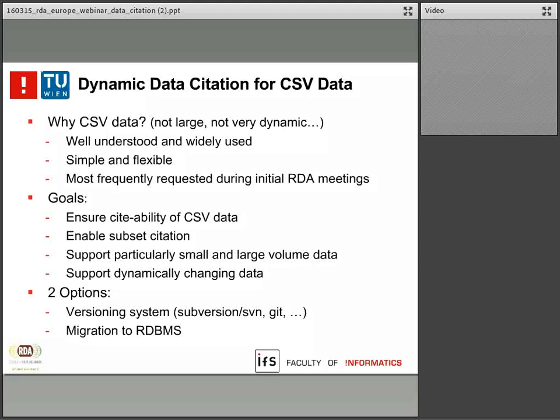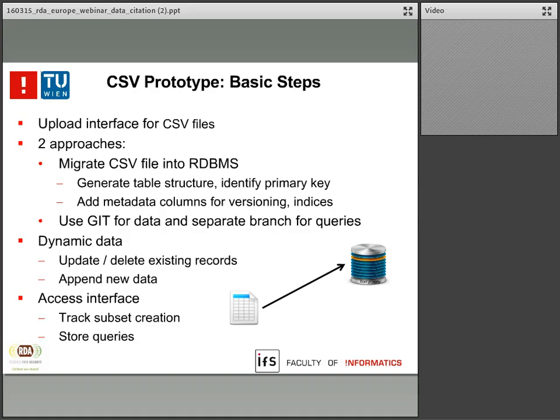And basically the two solutions that are currently being implemented for that are, on the one hand, a migration to a relational database transparently in the background. So users upload comma-separated value files, and in the background they are migrated to MySQL tables, and the user then can select the subsets and get back comma-separated value files again. Or we have a second solution that is currently being finalized that relies on versioning systems, such as Subversion, or in our case, a Git repository in the background, for simply storing the files, new versions of the files, and also the queries, which are Java-based, selecting rows and columns of the CSV files, and are also being stored in a separate branch of the same Git repository.